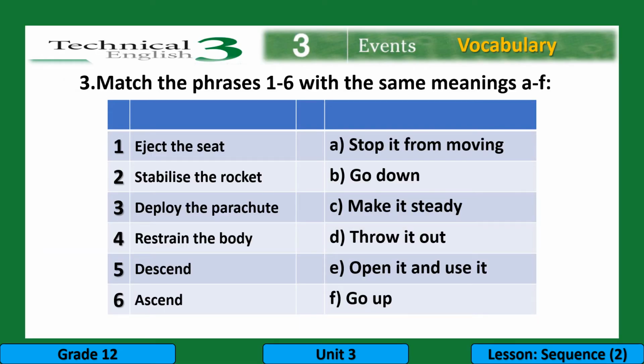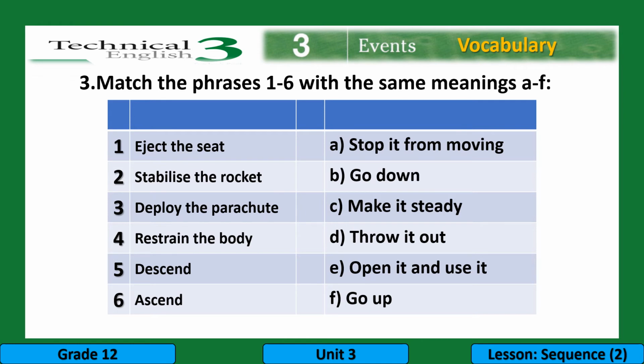Dear students, now please go to the course book again, page 24, and do exercise 3. We have to match the phrases 1 to 6 with their meanings A to F. What we have to do now is to read the phrases. Number 1, eject the seat. Number 2, stabilize the rocket. Number 3, deploy the parachute. Number 4, restrain the body. Number 5, descend. And number 6, ascend.